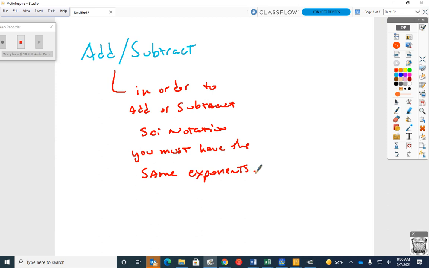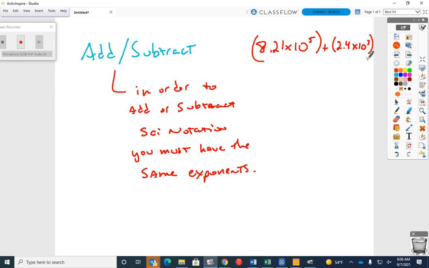Okay? Does that make sense? So if I have something like this, let's say I had 8.21 times 10 to the 5th, and let's say I'm adding to that 2.4 times 10 to the 3rd. Okay? Well, what's wrong with this? Why can't I add these together?